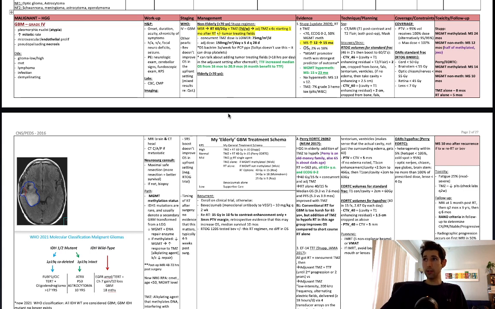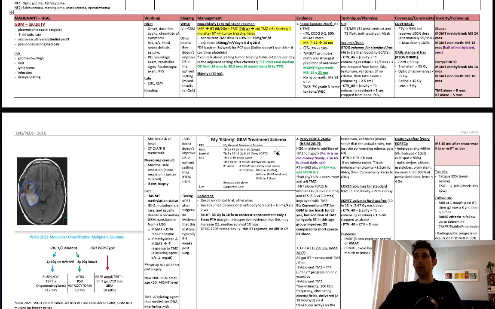For elderly patients greater than 70 years old, there are a lot of different regimens. If they have a very high KPS, so good performance status, you can do the STUPP regimen of temozolomide plus radiation 60 gray in 30 fractions. If they have a normal KPS, you can consider temozolomide plus radiation of 40 gray in 15 fractions, which is the Perry trial. If they have a mid KPS, you can do TMZ or a single agent RT.